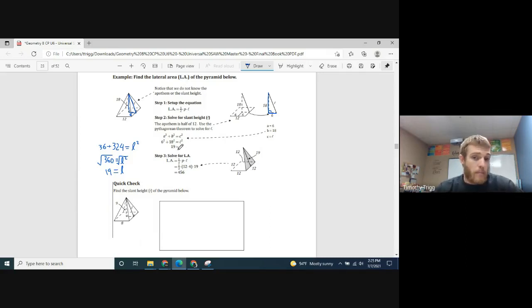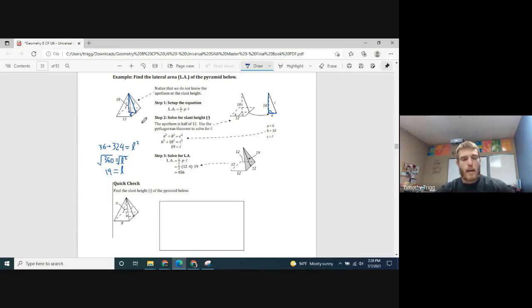Now that you have L, now you can find the lateral area because we know L is 19. The perimeter, well, the shape of the base is a square, right? So it's 12 on each side. So 12 times 4, only 4 sides on this pyramid. So 12 times 4, that's where they got that. So 12 times 4 is 48 times 19 times 1/2, multiplied all together, you get 456. That's the lateral area of this pyramid.